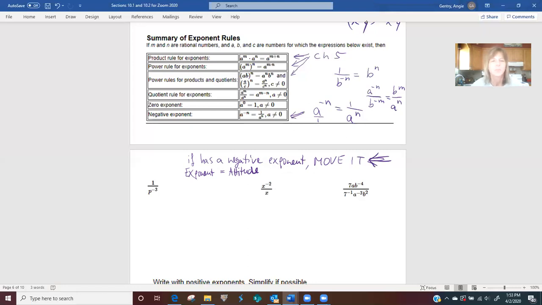So if he's downstairs and he has a bad attitude, we're going to move him upstairs, and maybe he'll get a better attitude. So in this case, this first case here, this thing is downstairs. We're going to move it upstairs. And then you technically do not need the 1 over, right? The computer won't like it. So 1 over p to the negative third is really p to the third.